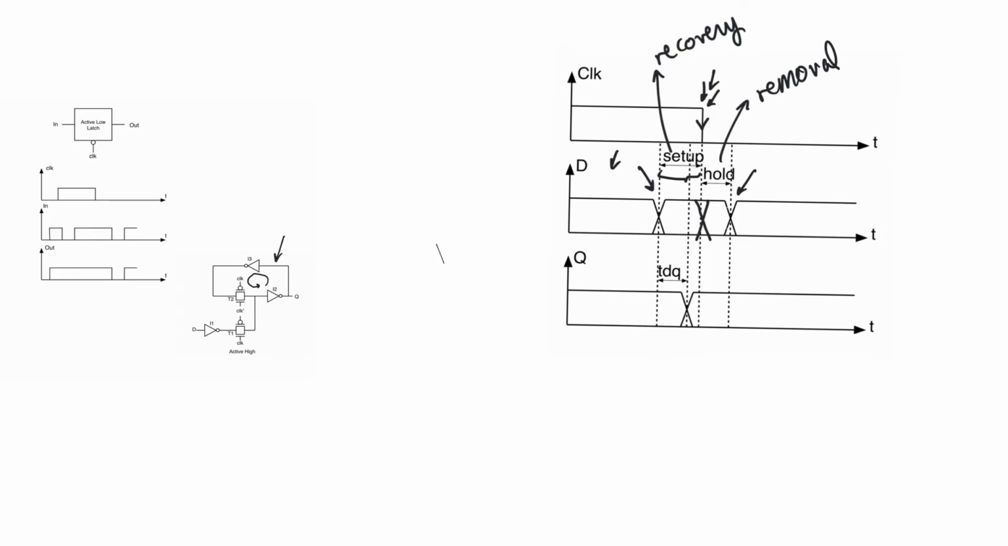So the data can change anytime at or before setup time, before the clock becomes zero. All the changes that happen before T setup will be reflected on Q. So that's the difference between a latch and a register. If D keeps changing within the active phase of the clock, all these changes will be transferred to Q. But any change that happens more than T setup before the edge of the clock will not be latched properly.